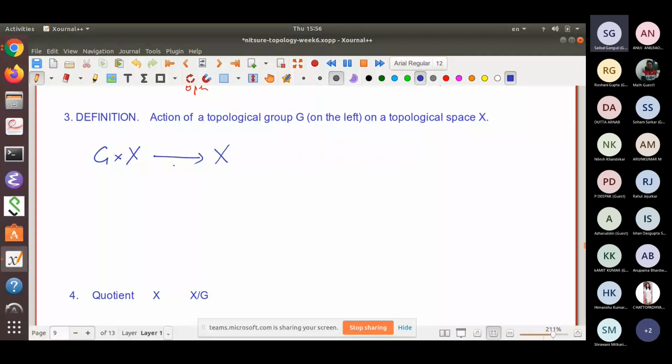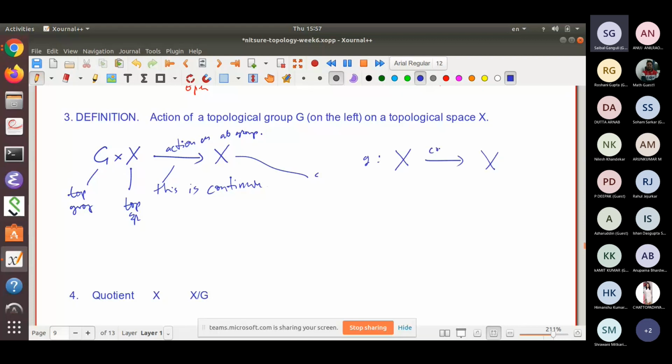So the extra thing needed is that this is continuous. This is the action as an abstract group, which you know what it means. This is a topological group. This is a topological space. And the map is again to that same topological space. And so you may say, to start with, any small g gives a map from X to X, which is a continuous map. Is this map a homeomorphism? Yes, it is, because g inverse will be the inverse of that, and g inverse is also a continuous map.